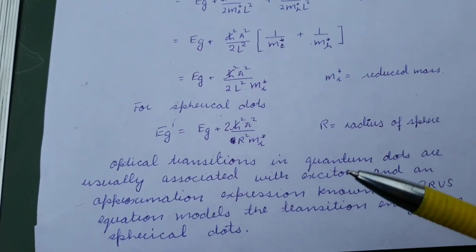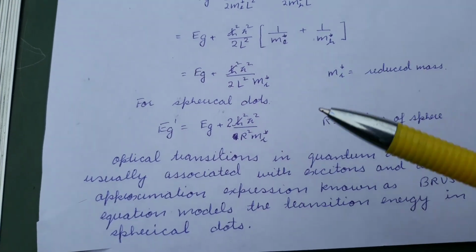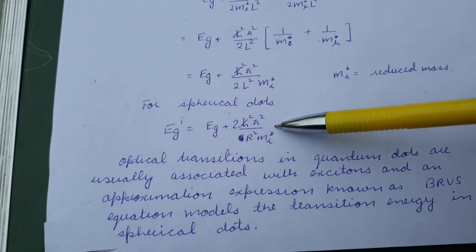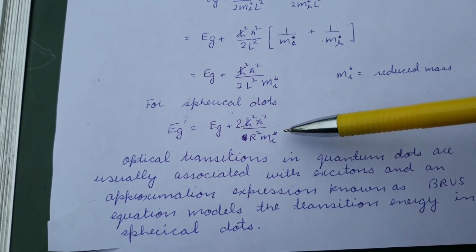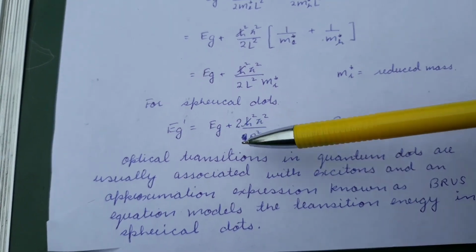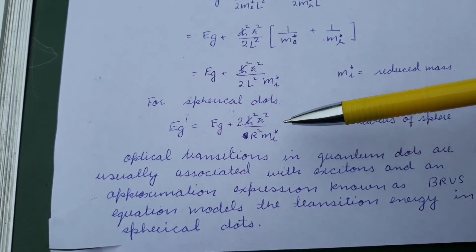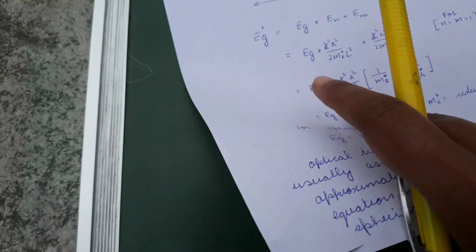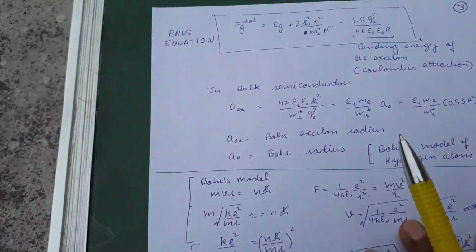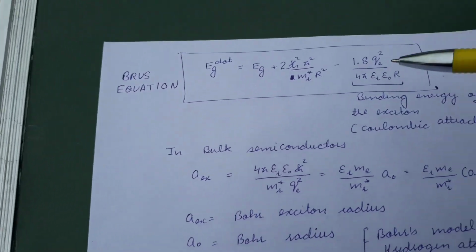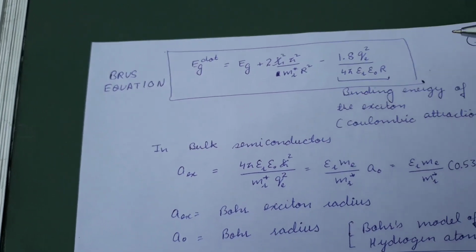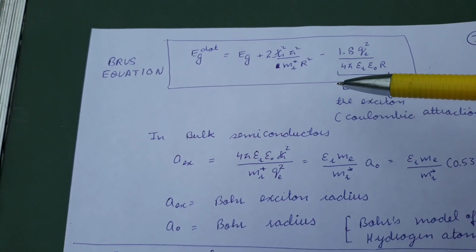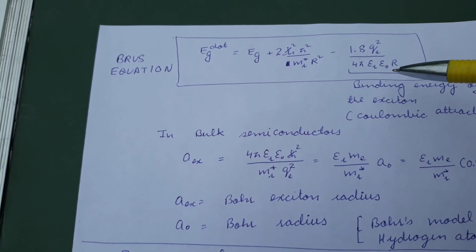The optical transitions in quantum dots, as we have discussed, are usually associated with excitons. Therefore, this expression needs some rectification. We'll have to add another term here, which will be the Coulombic term. Because of the Coulomb attraction, you'll have to add the binding energy of the exciton, which will be the Coulomb force between electron and hole.